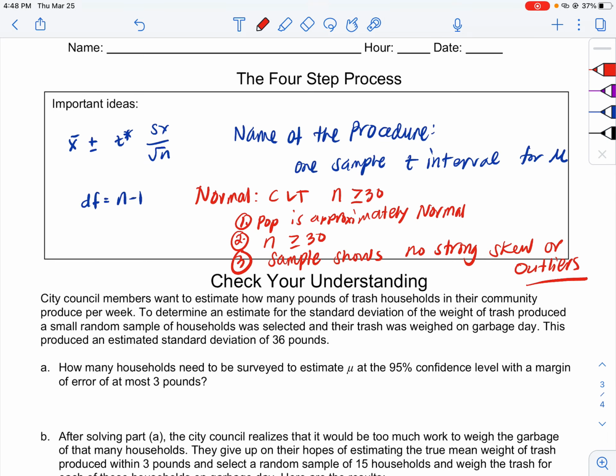So, in cases where n is not greater than or equal to 30, and then the graph or a dot plot or a stem plot is given, you have to look at the stem plot or the dot plot, because if there are no strong skewness or there's no outliers, that means we can still say that the sampling distribution of a sample mean is normal. Okay, let's have another example.